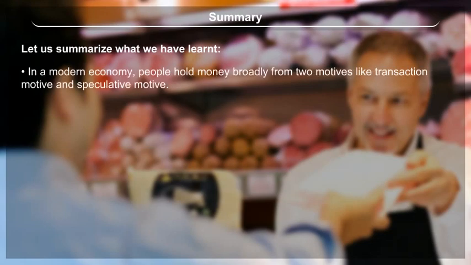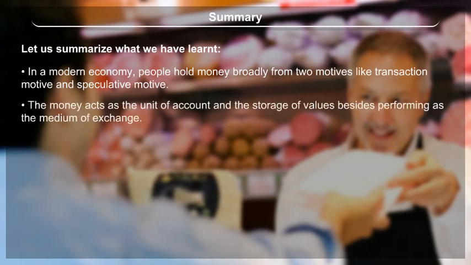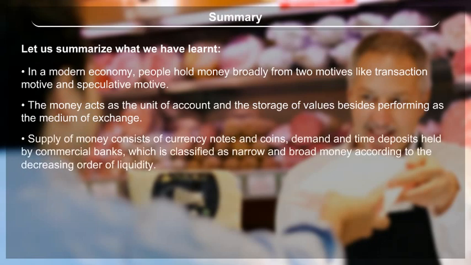Let us summarize what we have learned. In a modern economy, people hold money broadly from two motives, the transaction motive and the speculative motive. Money acts as the unit of account and the store of value, besides performing as the medium of exchange. Supply of money consists of currency notes and coins, demand and time deposits held by commercial banks, which is classified as narrow and broad money according to decreasing order of liquidity.